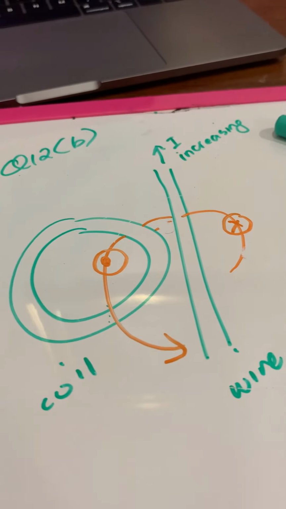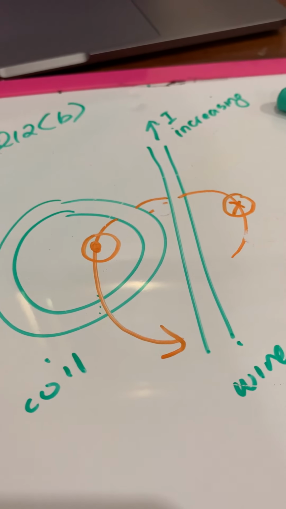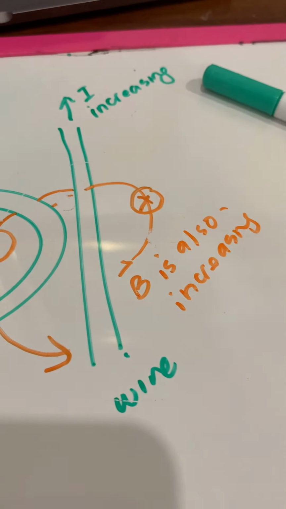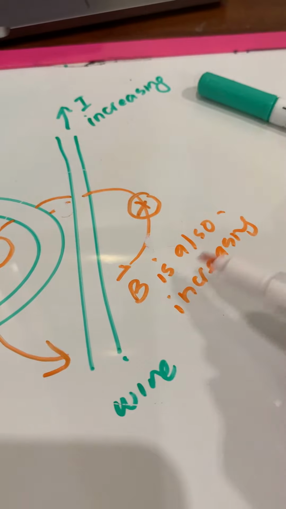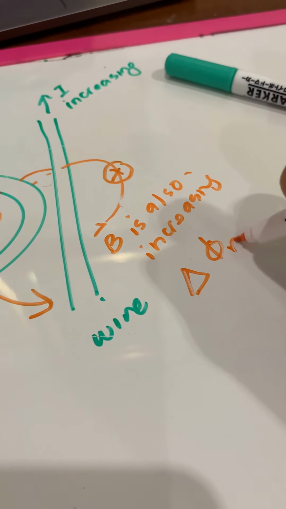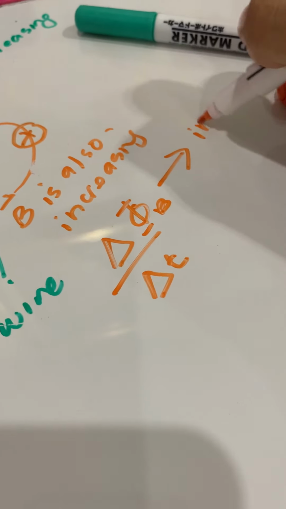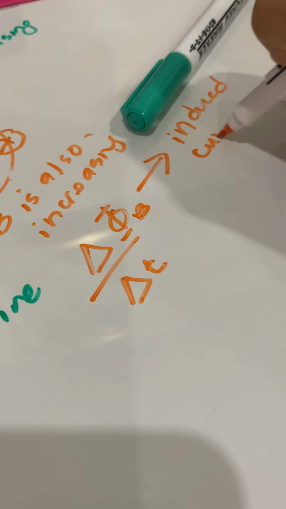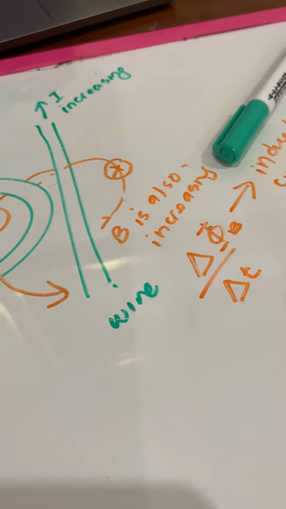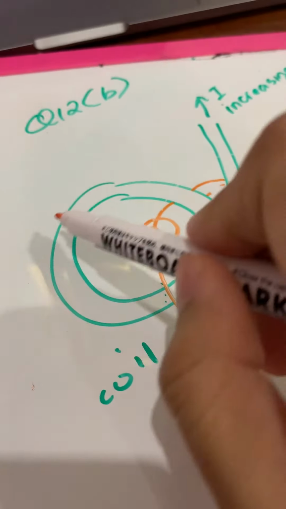So the question is asking you, what is the direction of induced current? The important thing to remember here is that our I is increasing, which means that our B is also increasing, which helps us to get this condition. What is this condition? This condition is required to get induced current. So we have increasing I, which means that our B is also increasing. It satisfies this condition, which means that we will get induced current in this coil.